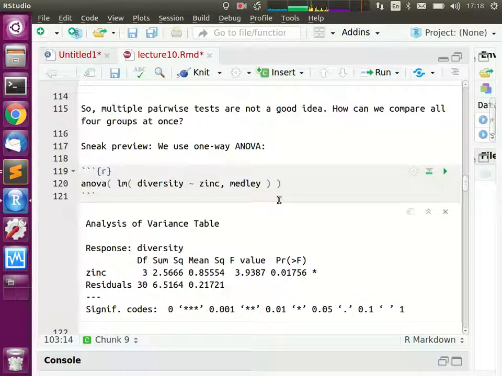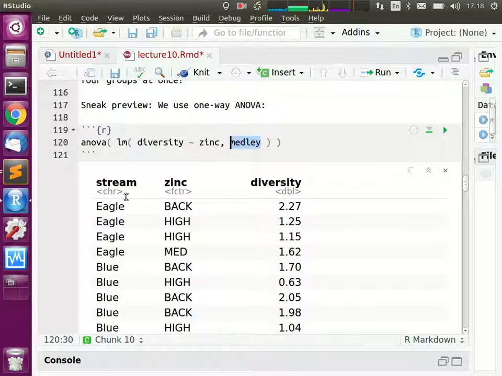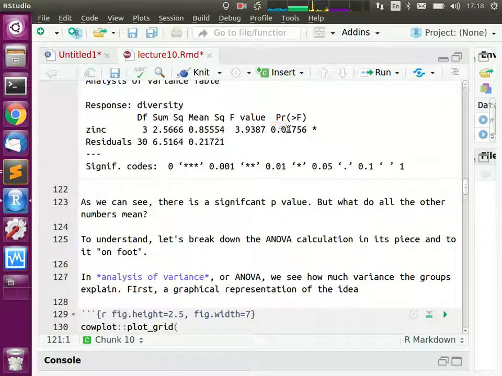The standard way to do this is to use one-way ANOVA. As I told you, there is a single R command here. You remember this is my medley table, and it has here the zinc concentration and the diversity. We're ignoring stream for now, and we want to know whether diversity has any dependence on zinc. And now we ask ANOVA, and it tells us a p-value: yes, this is significant.